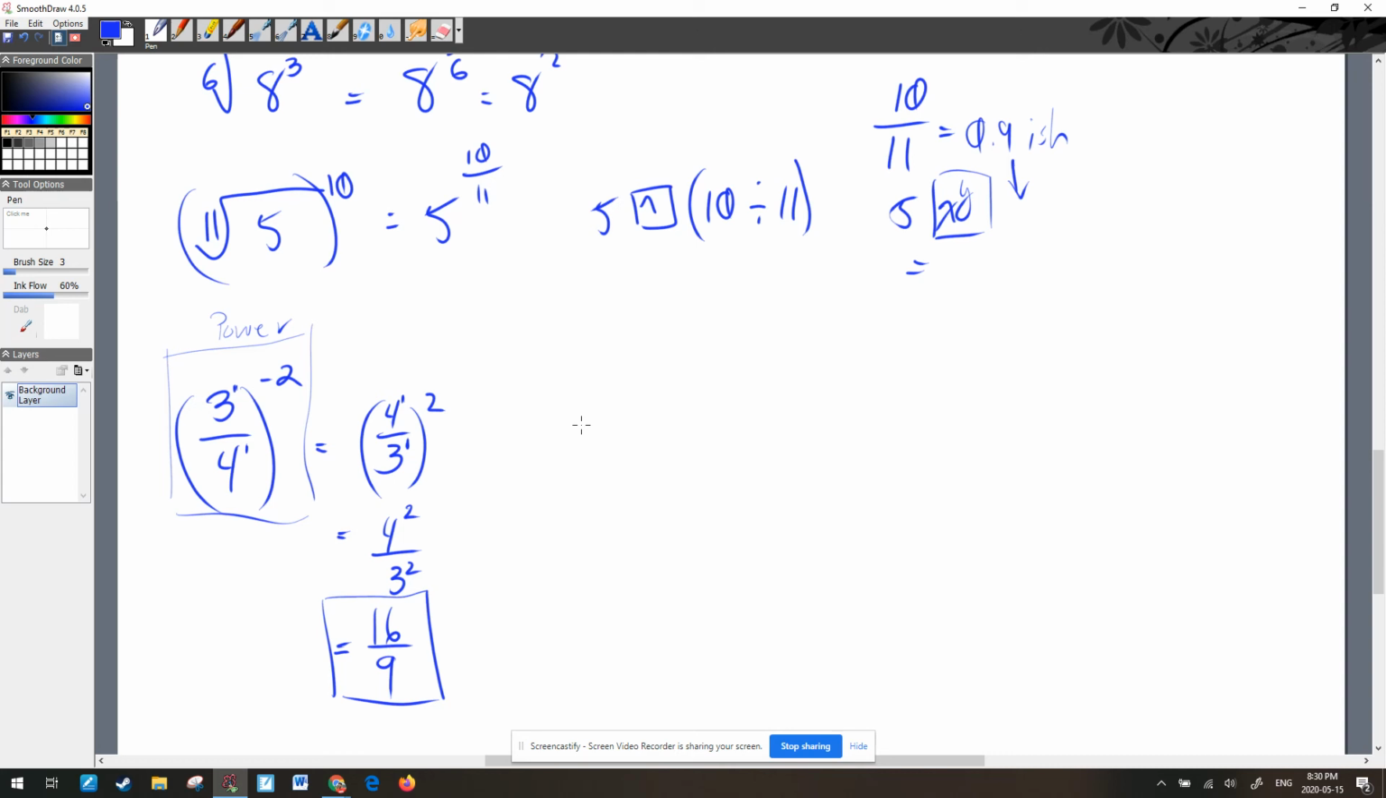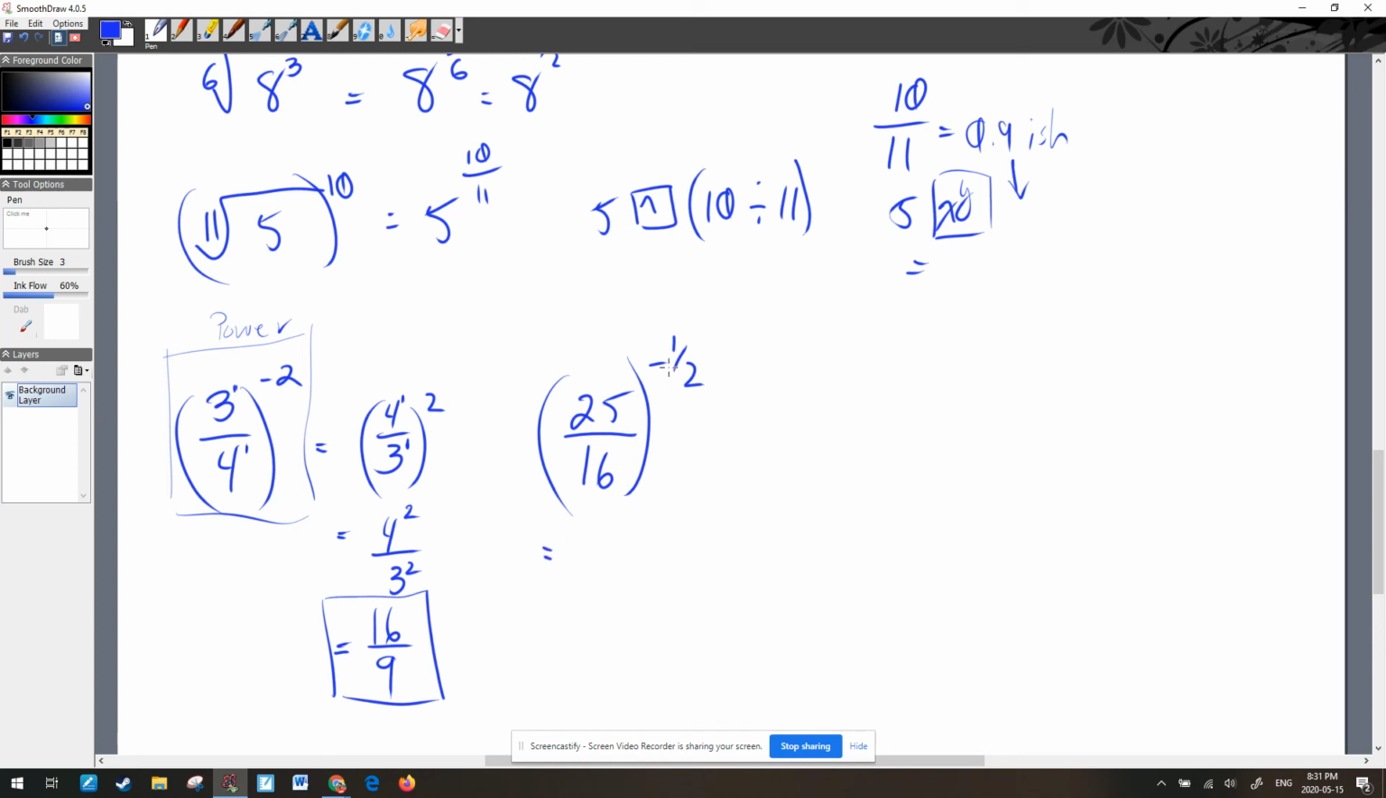Let's try another one. How about if we had, let's do 25/16 to the -1/2. Combining a lot of stuff here. So go ahead, take a stab at this. I'd like you to take a stab at this. Welcome back. I'm going to give it a whirl now.